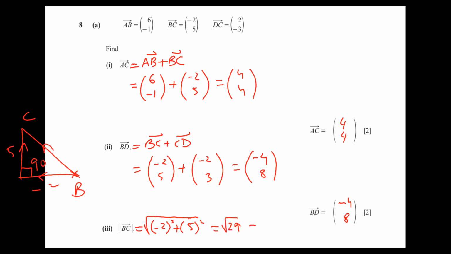But we need to write it to 3 significant figures. It becomes 5.8385, but we don't want that. The next digit is bigger than 4, so the 8 turns to be 9, so 5.39 units. So we have done this A part. Now let's go towards the B part.